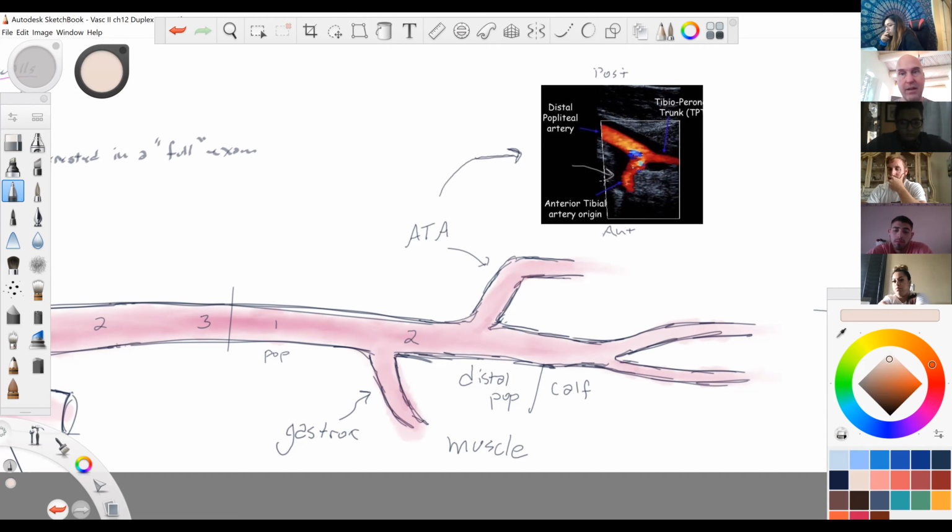That would be the ATA. In the tibial-peroneal trunk, from here to here is the tibio-peroneal trunk. Kind of difficult to get. Worthwhile trying if you're dealing with someone who has disease.